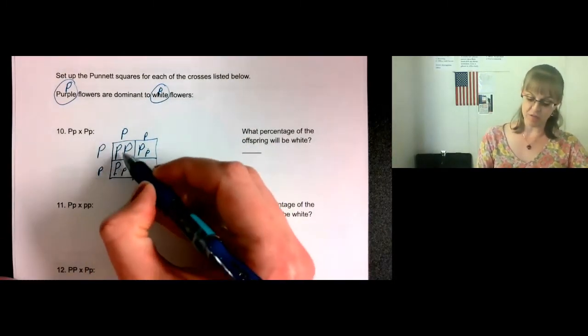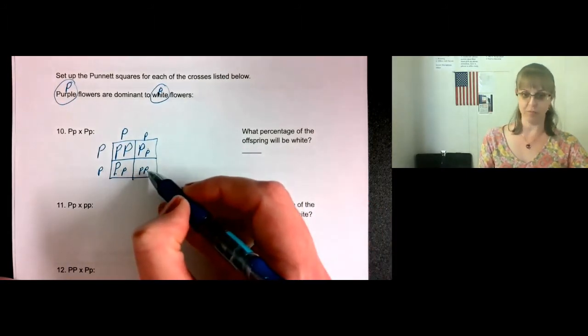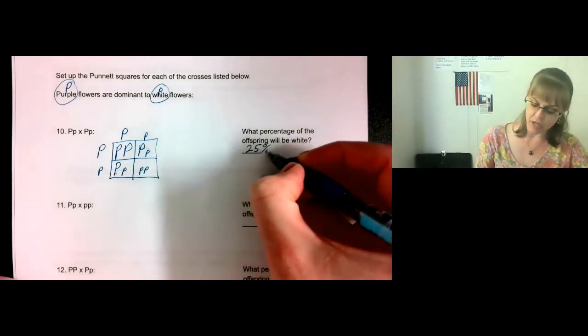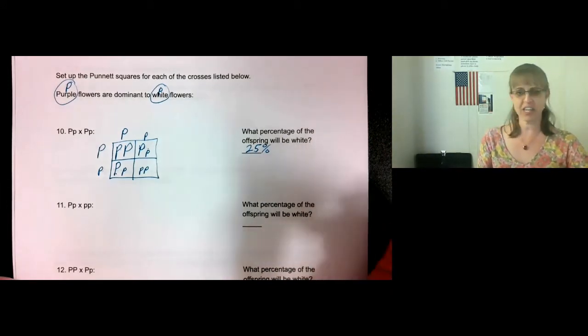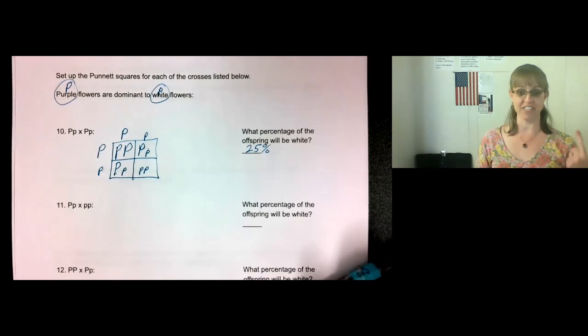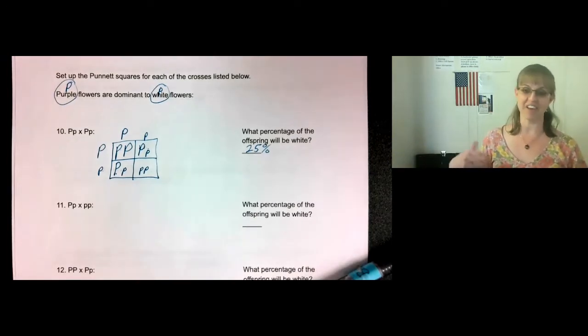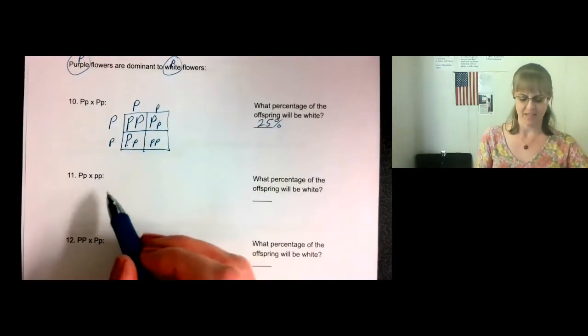Therefore, 3 out of 4 plants will be purple, and 1 out of 4 plants will be white, meaning we will have 25% white plants. If you're not good at converting fractions to percents, just think about quarters. You have 4 quarters in a dollar. So if you have 1 quarter, you have 25 cents, 25%. If you have 2 quarters, you have 50 cents, 50%. 3 would be 75%, and all 4 would be 100%. So hopefully that will help you remember how to convert fractions to percent. Let's do another problem.